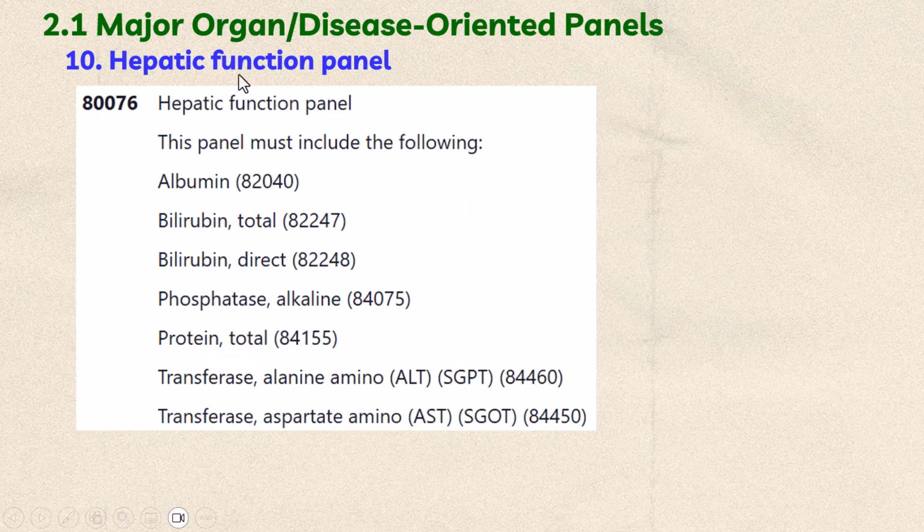Number 10, hepatic function panel. Hepatic function panel must include the following: albumin, bilirubin total, bilirubin direct, phosphatase, that is alkaline phosphatase, protein total, then ALT and AST. Okay, let's do some examples and you can understand these things clearly.